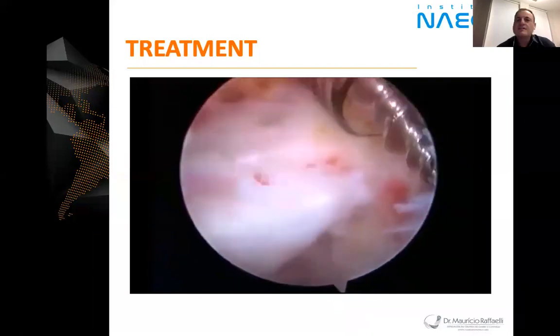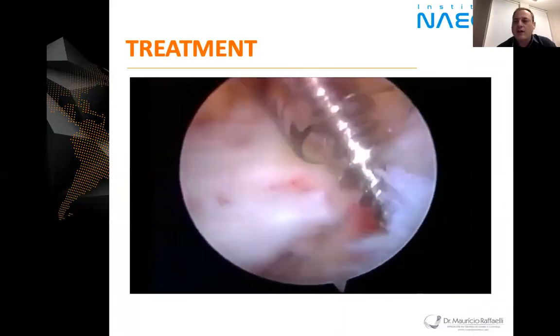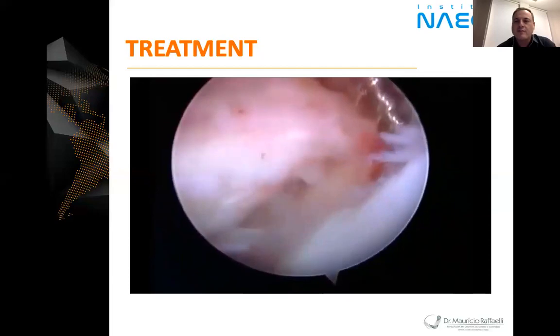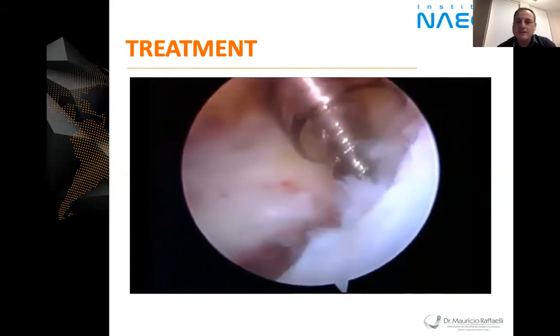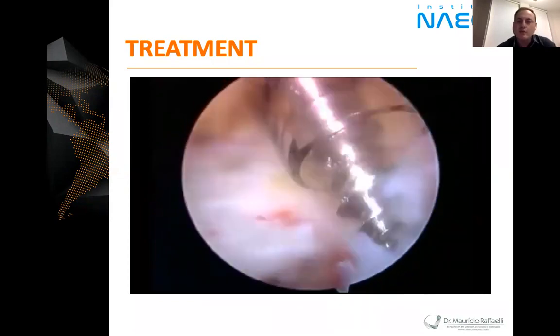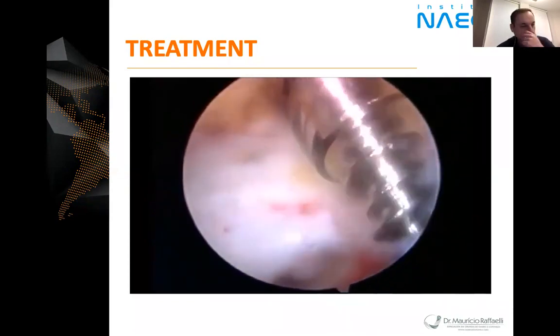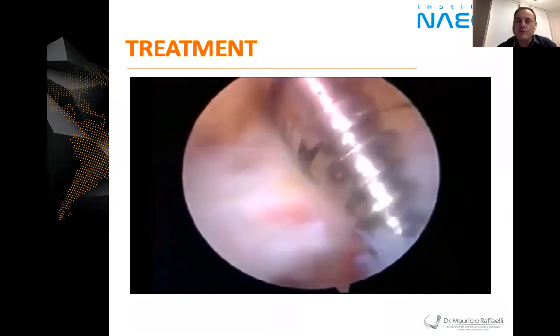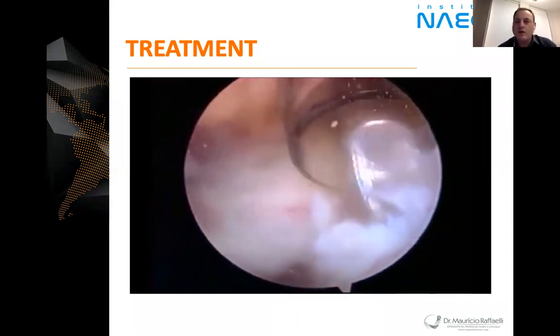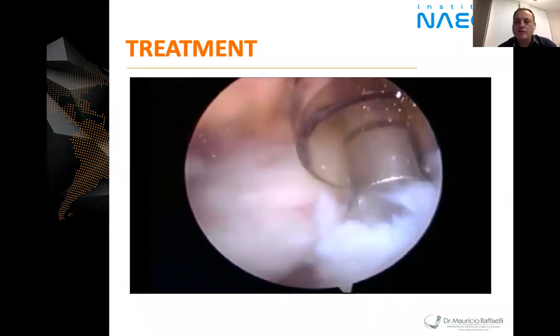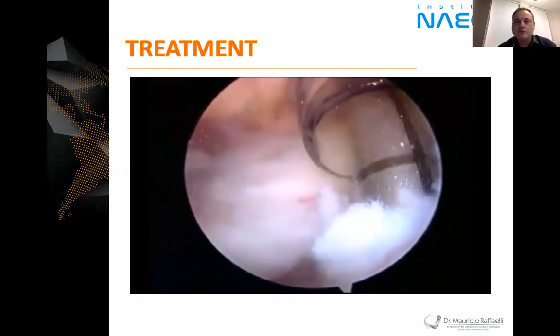In this case, I used regular anchors, 4.5 millimeters, absorbable ones. So I create the hole first, and after that, I will put my anchor. Here is performing the hole. And now I put my regular anchor through the anterior portal, through the cannula.